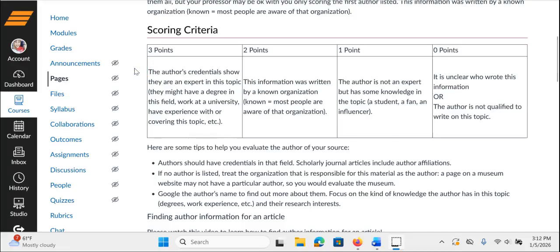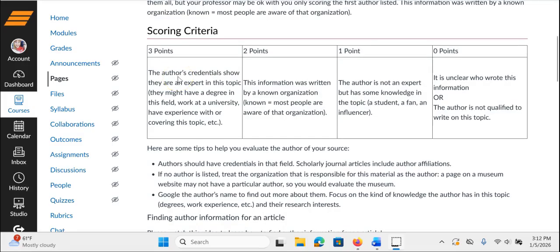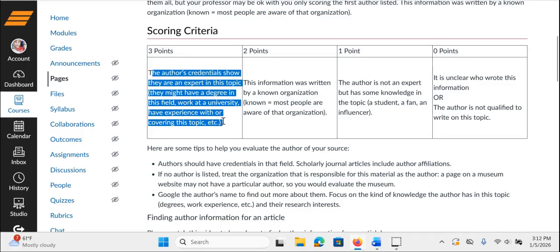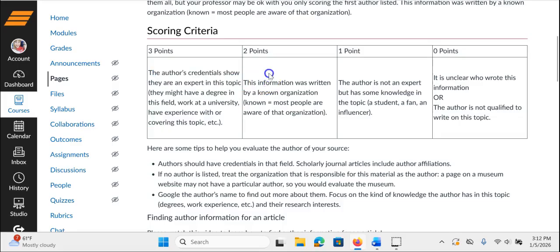Hi everyone! Let's take a look at how we can figure out whether an author of a scholarly journal article is qualified and has credentials to talk about the topic they have written their article on. So here's the scoring criteria for an author on the DAPPR test, and we see that ideally, we'd like to prove that they are an expert in this topic. They might have a degree in this field, work at a university, or have experience with covering this topic or working in this topic, right?